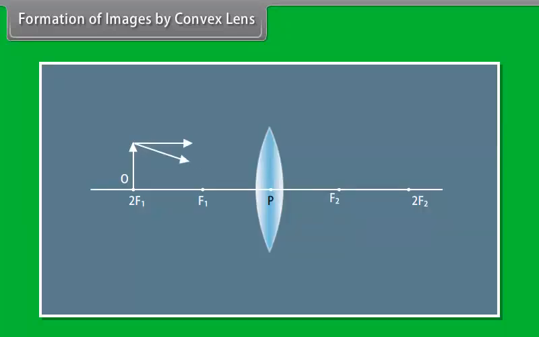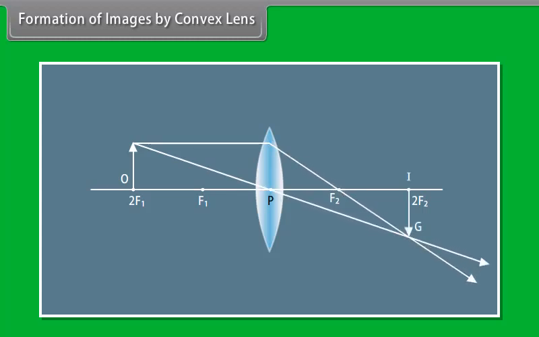When the object is placed at 2f, then the image is formed at 2f on the opposite side. The nature of the image is real, inverted, and same size.